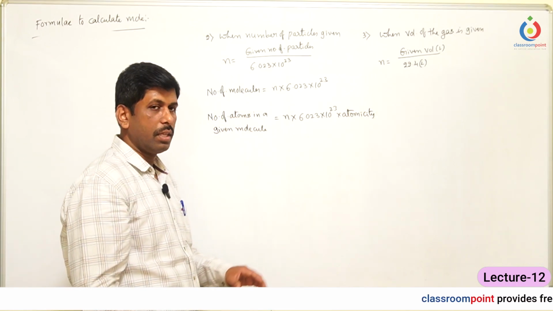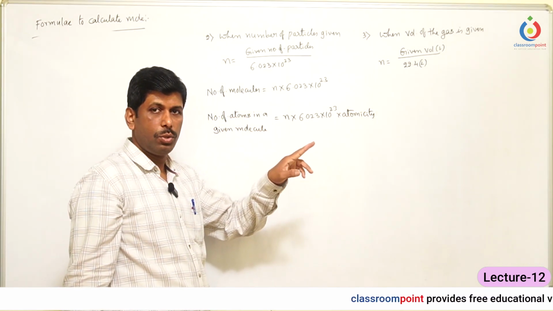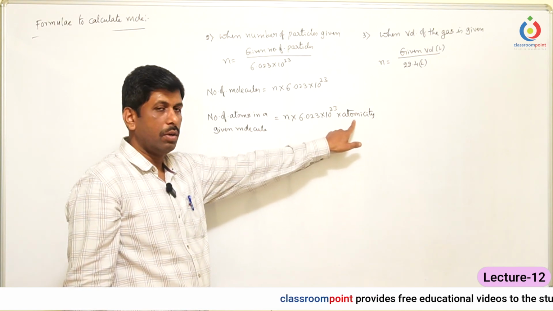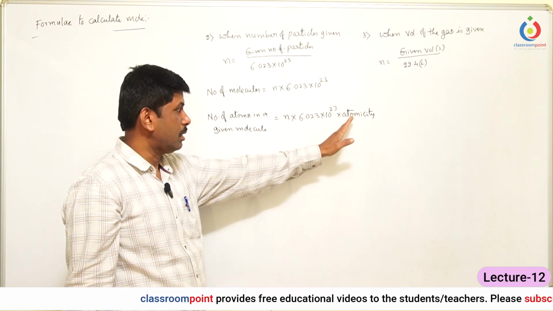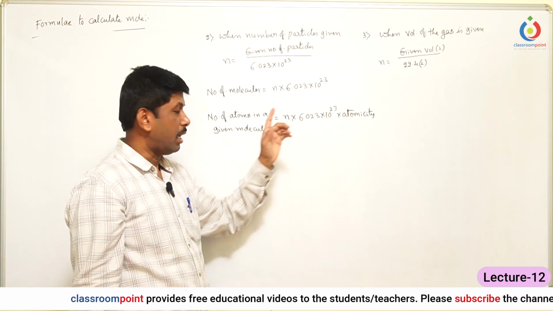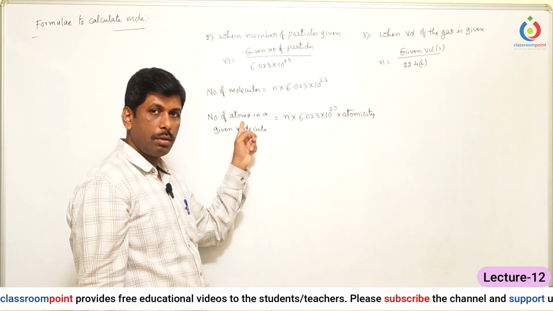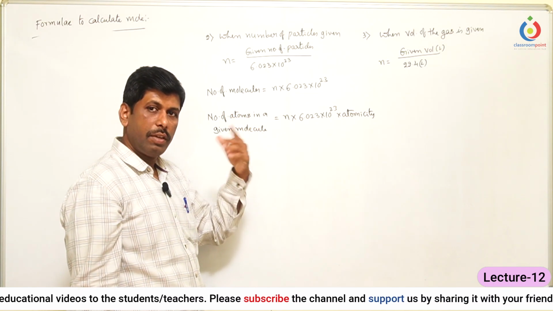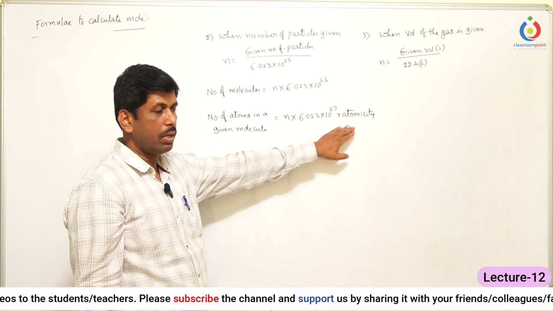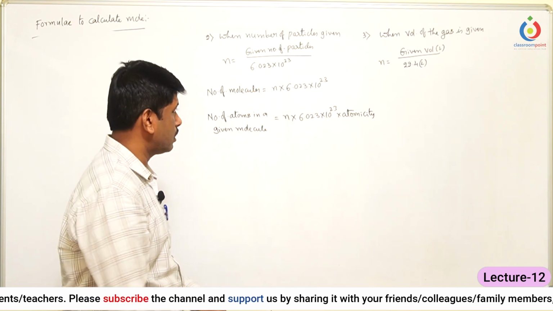For example, if you take the H2 molecule, it contains 2 hydrogen atoms. So here we have to use the atomicity of H2. If you take ozone, 3, like this, atomicity has to be used when they ask the atoms calculation by giving the molecule. If they ask only molecules by giving the molecules, then atomicity is not required. Directly this formula is helpful for us.